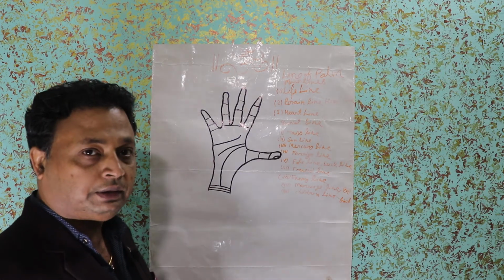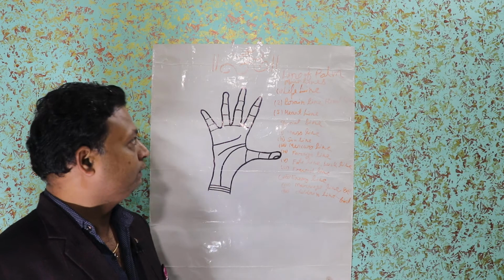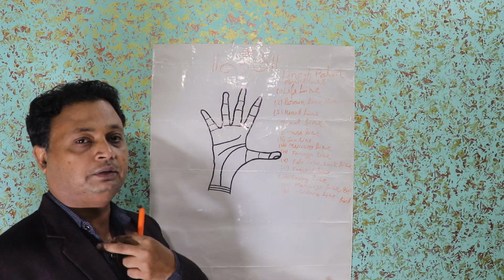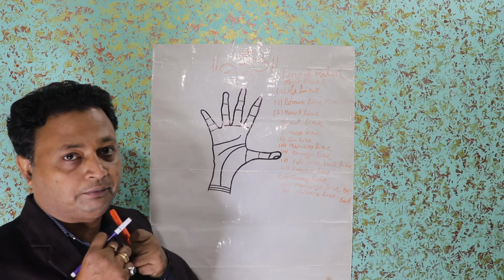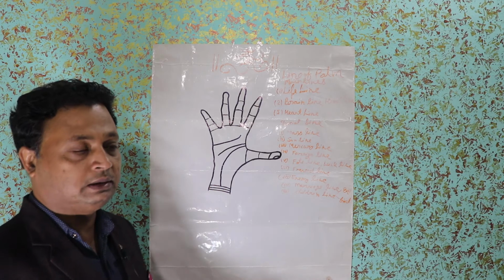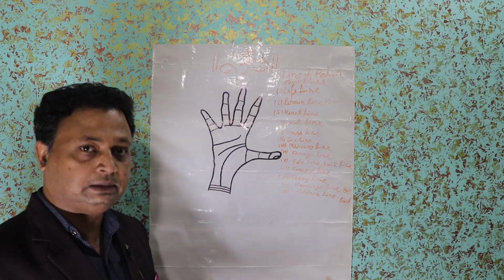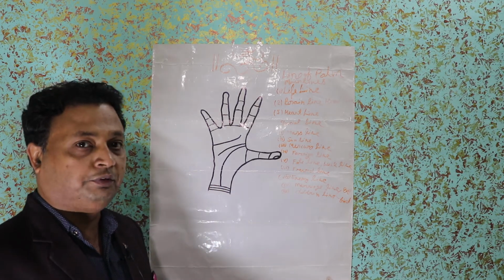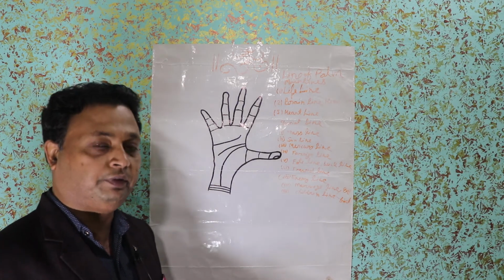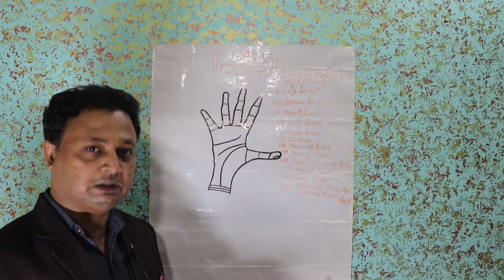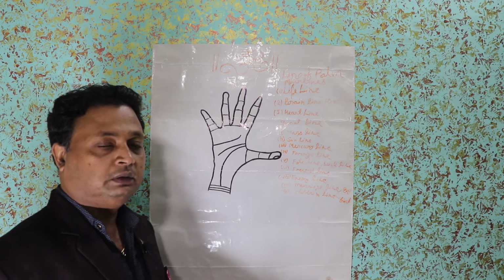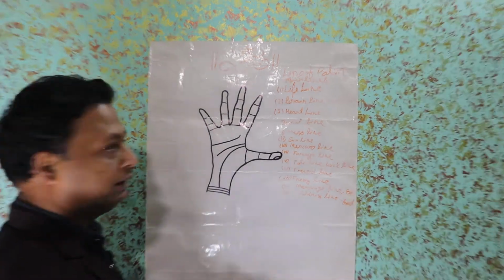I will tell you about palmistry and the lines of a palm. How many lines are there in our palm? I will tell you about the main lines, and there are two types of lines: main lines, then specific lines. First we will talk about main lines, then we will describe specific lines, special lines of a palm. So please concentrate here.